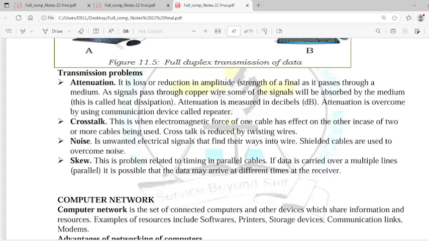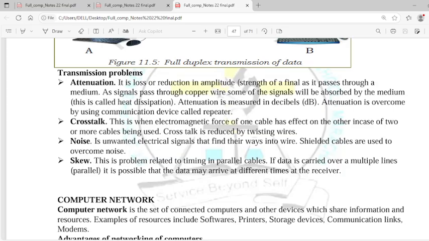The electromagnetic force that we talk about here is a force that comes from the data energy. So when two or more cables are being used for transferring data, the electromagnetic force of one may affect the other. So that problem is known as crosstalk.